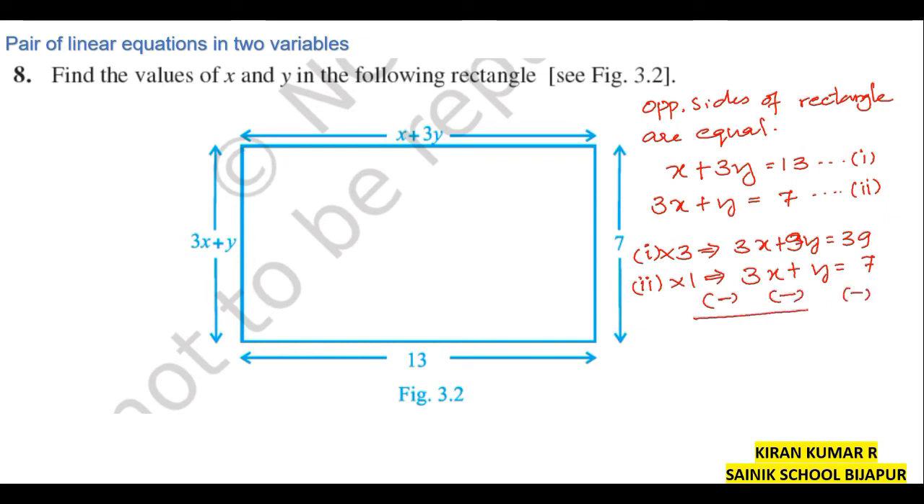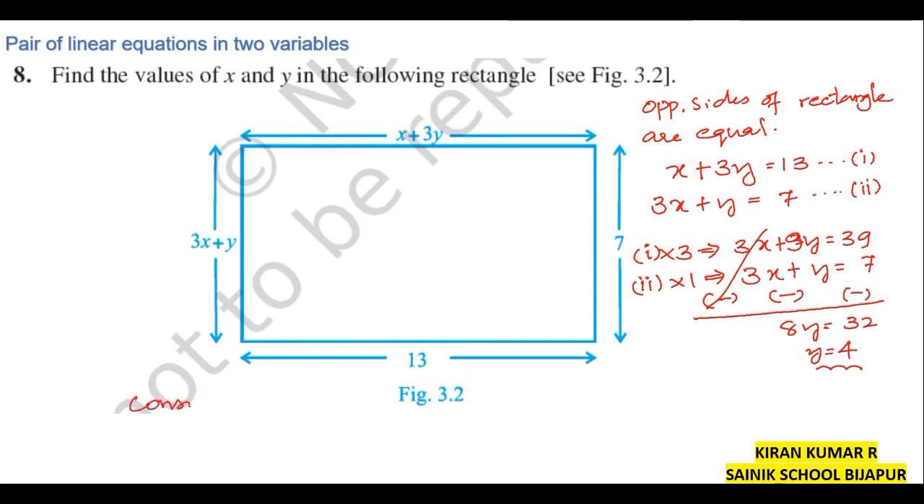While subtracting, I would like to change the sign and add them. The x term will get cancelled. You will be getting 8y equal to 32. We know 8 times 4 is 32. The value of y is 4. Now we have got the value of y.